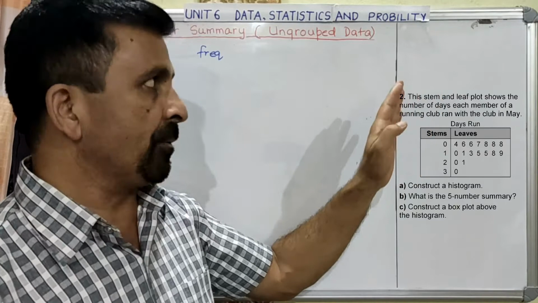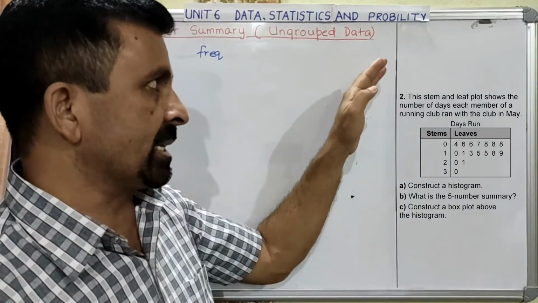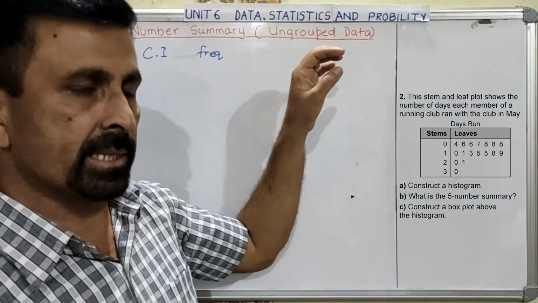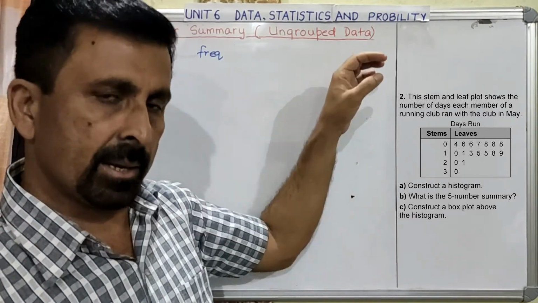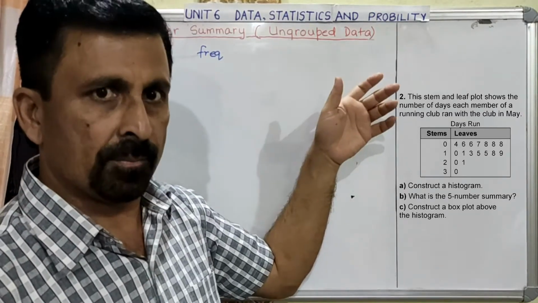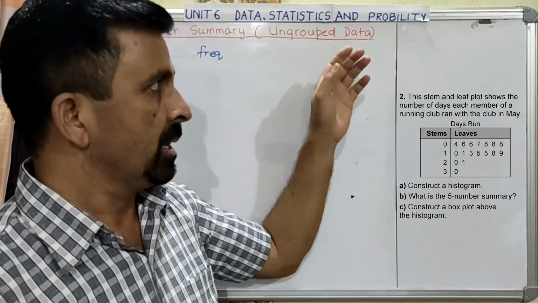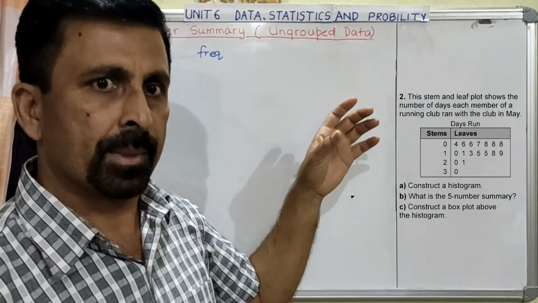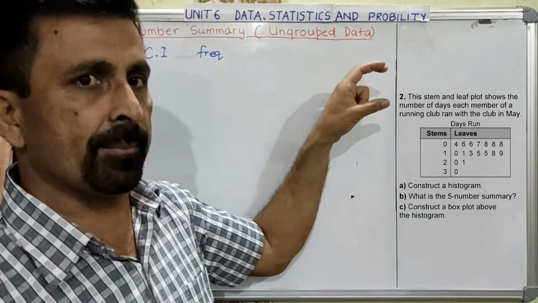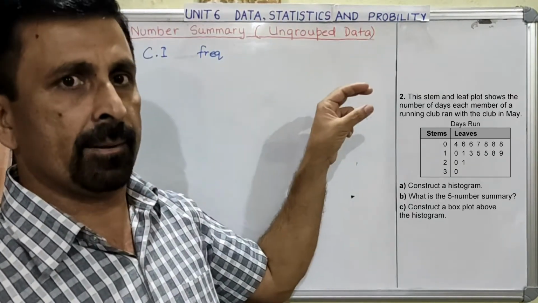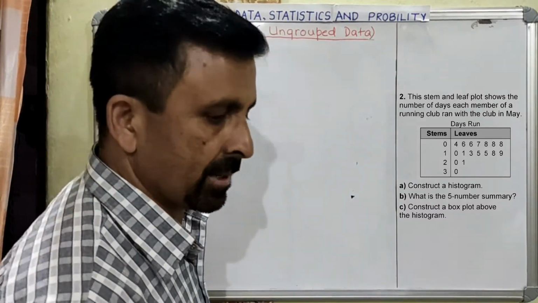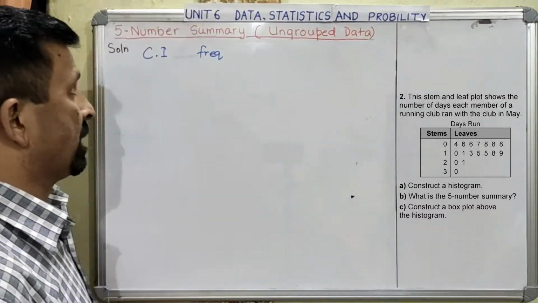If we read the stem part, the first stem is 0 tens, then 1 ten, then 2 tens, then 3 tens. 0 tens means 0, since 0 multiplied by any number is 0. Then 1 ten means 10. If I take the first 2 stems, I get one class interval, 0 to 10. So the stem can help you write down the class interval.